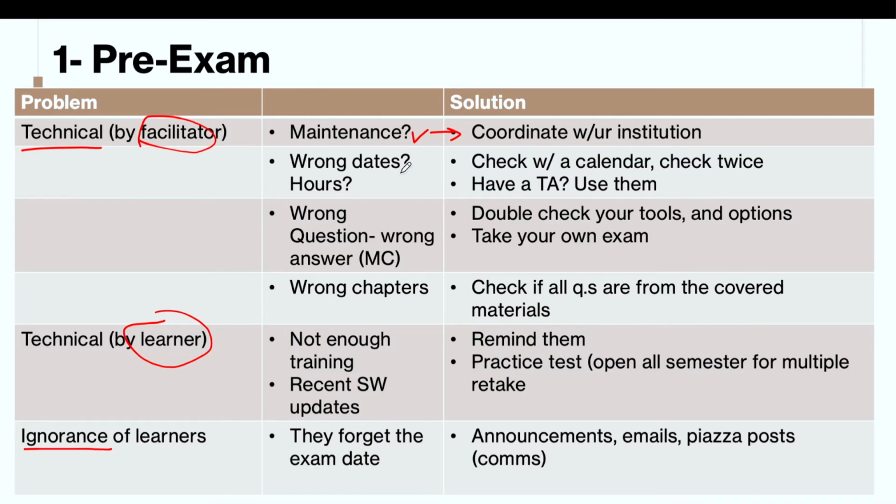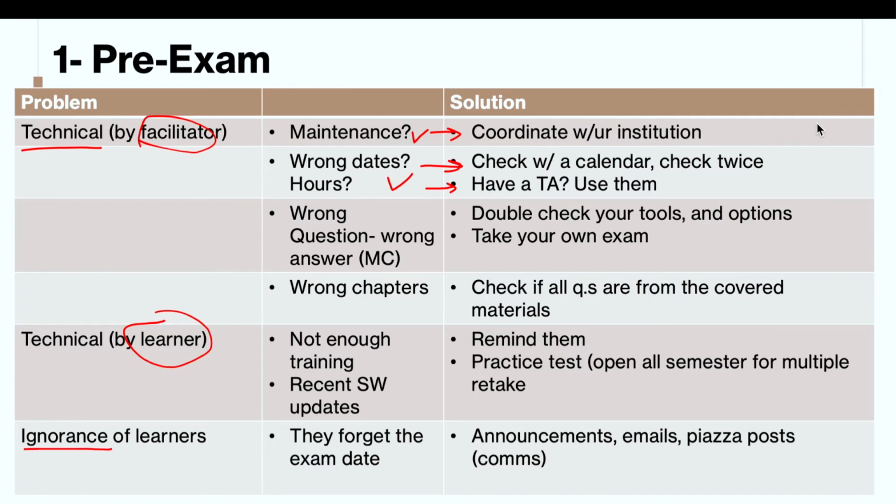As a facilitator, maybe you can put in wrong dates, okay? Instead of October, you might just happen to choose November, and instead of AM, you may choose PM, okay? So you've got to be very careful in here because it affects everybody and it messes up your whole process. So definitely check with the calendar and check it twice. And if you have a TA, use them and let them know that the exam is ready and they can take the test, or they can see if everything is correct, right?